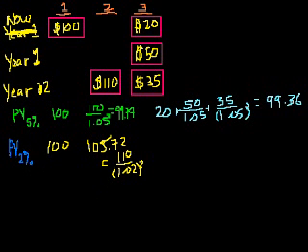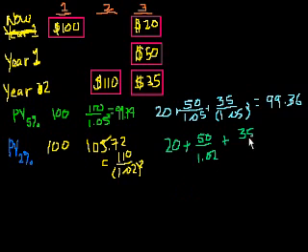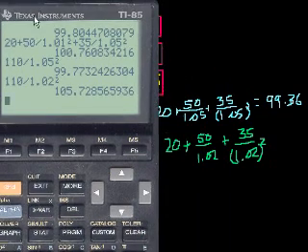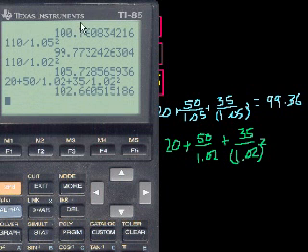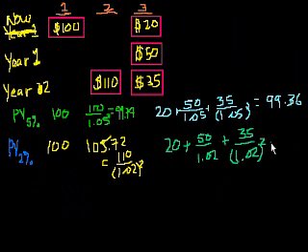Fascinating. Now let's see what happens to choice number 3. Choice number 3, the $20 today, the $20 now, that's just worth $20. Its present value is 20, plus 50 divided by 1.02, plus 35 divided by 1.02 squared. Let's see what this ends up. 20 plus 50 divided by 1.02 plus 35 divided by 1.02 squared is $102.66.